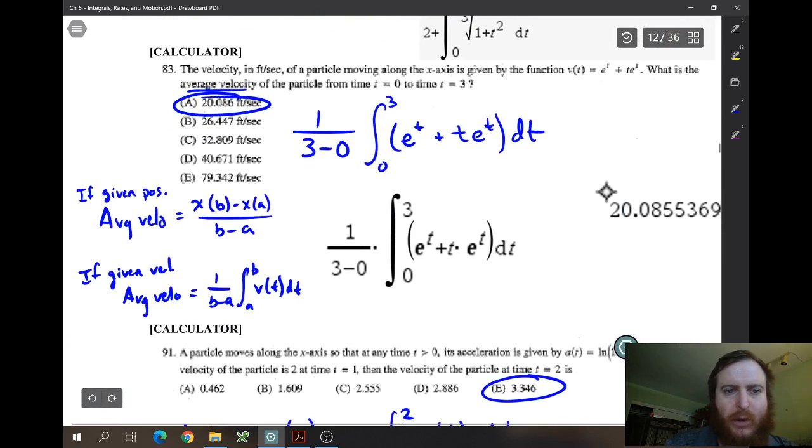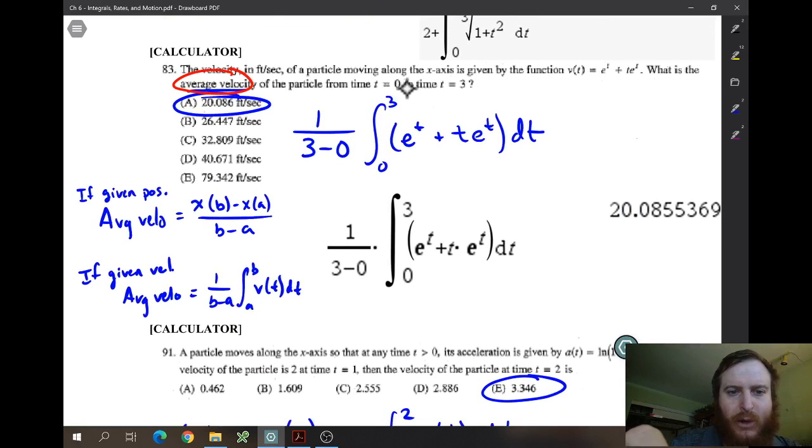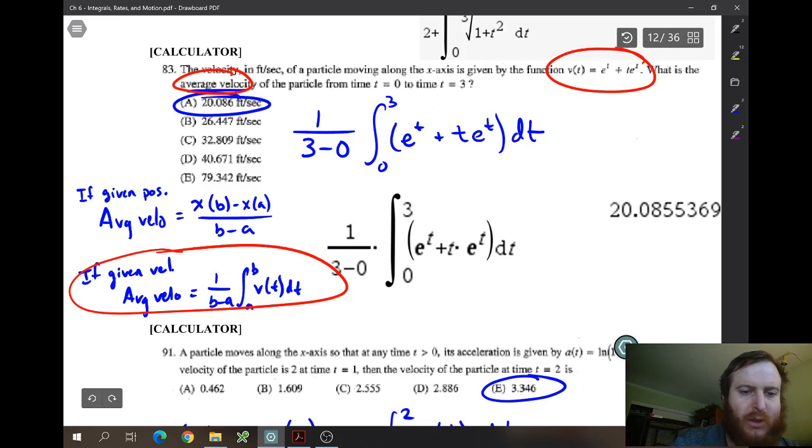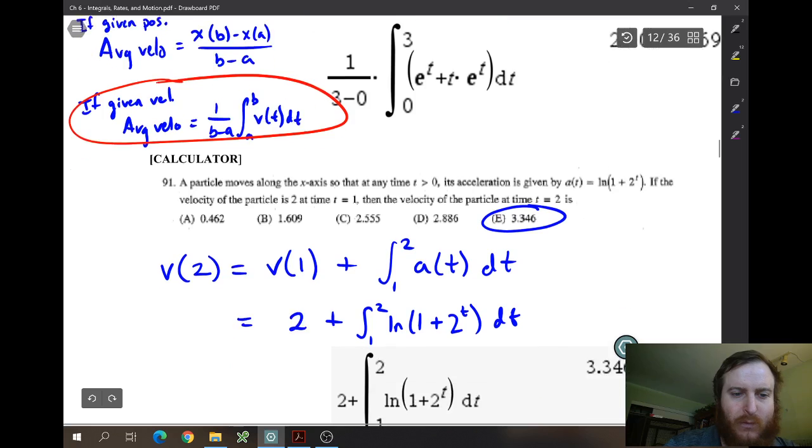Okay, next up, we're asked for the average velocity from time 0 to 3. There are 2 formulas for average velocity, right? And we do it based on what we're given. In this case, we were given a formula for velocity, so we're going to do that formula. You just type it into your calculator, get an answer, nice and easy.